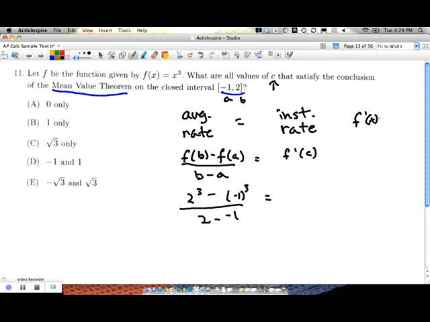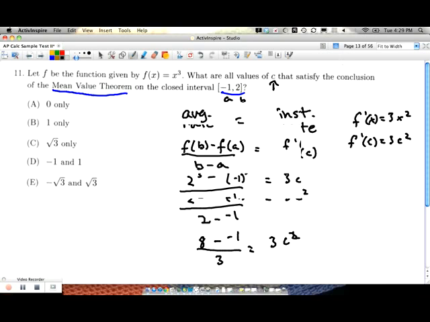We know that f prime of x is equal to 3x squared. So then f prime of c is equal to 3 times c squared. So this is really 3c squared. Now we've got to solve. Let's simplify this fraction. We get 8 minus -1 over 3 equals 3c squared.